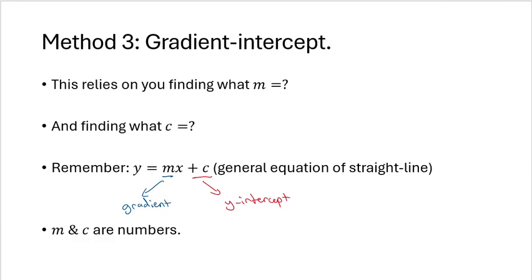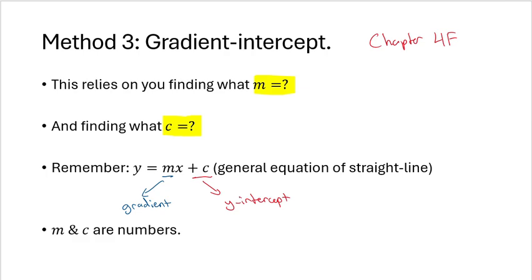Now, the final method is the gradient intercept method. This is from chapter 4f. Now, I've only taught you briefly a little bit of this so far. So hopefully when I teach you the rest of chapter 4f, this will make a whole lot of sense. Now, this relies on you finding what m equals, okay? So just remember m is a number, and then you also need to find what the y-intercept is, which is just whatever the number c is.